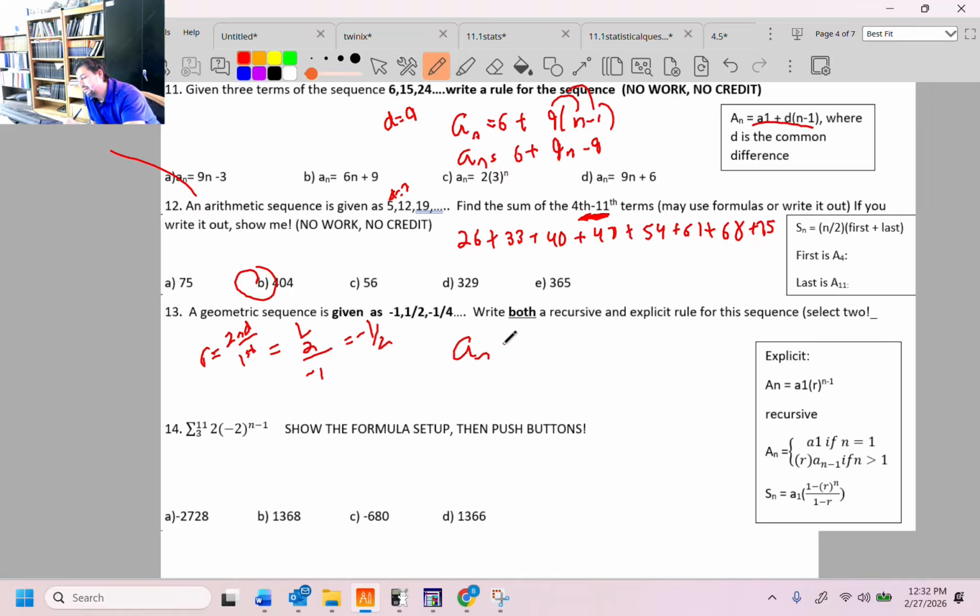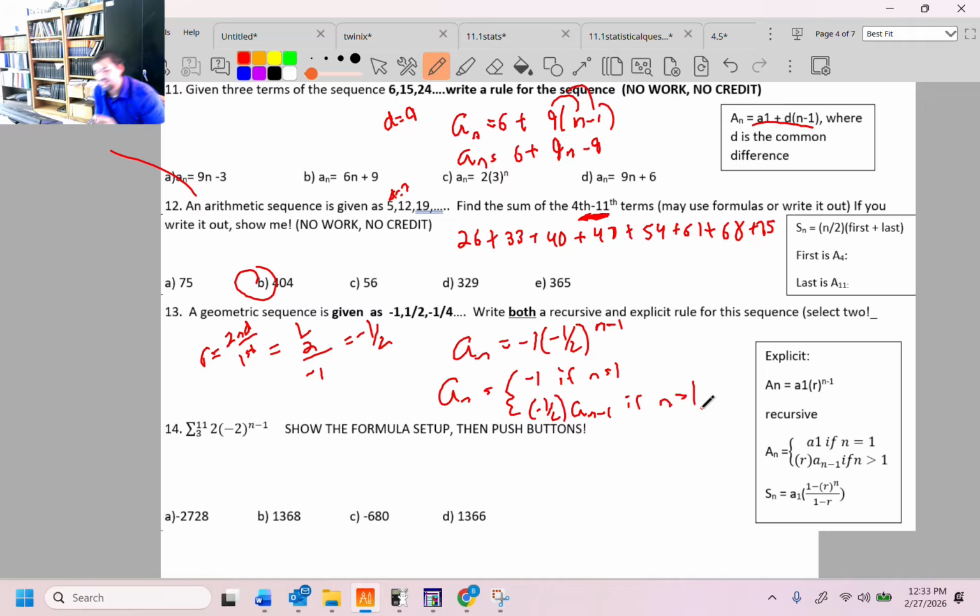The rules are right here. The explicit form is a -1 times the ratio of -1/2 to the n minus 1. I did not ask you to do anything with it. The recursive form is given to you. The nth term is curly brace, the first term, and you don't have to say a sub 1 equals, it's just -1 if n is 1. And then the ratio of -1/2 times a sub n minus 1 if n is bigger than 1. Easy peasy lemon squeezy. 14, show the formula setup, then push the buttons.